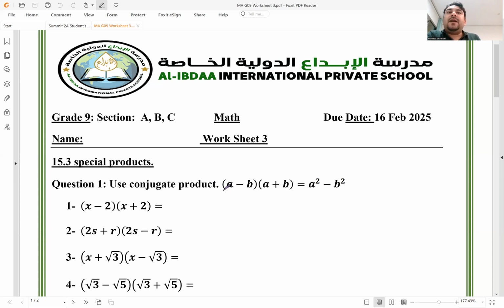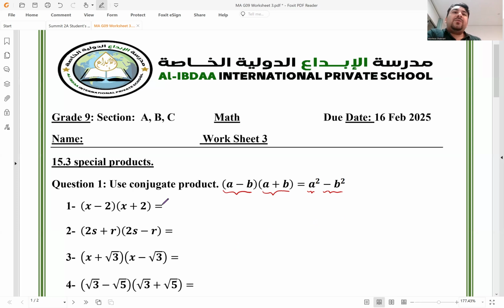We know that if we have two brackets where one bracket is the conjugate of the other, the terms are completely the same, but one term is the opposite of the other. So we can simply get the first term powered by 2 minus the second term powered by 2. Let's apply it on the first question.